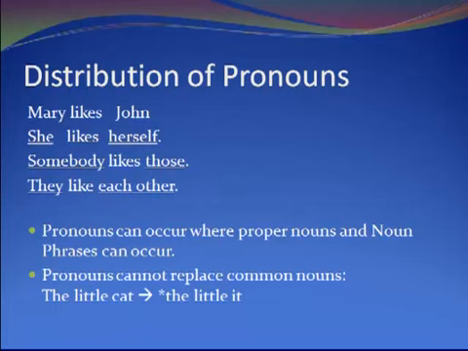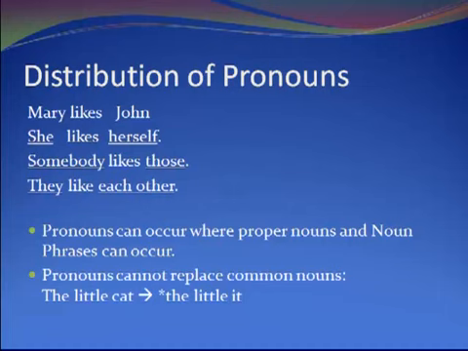Now, in general, we can say that they occur where noun phrases can occur. And that already shows you that Mary and John must be noun phrases as well as just proper nouns. Now, pronouns can't replace common nouns. So if you've got something like "the little cat," you can't say "the little it." Because "the little cat" as a whole is a noun phrase, that you can replace with a pronoun. So you can say "Mary likes the little cat," "Mary likes it."